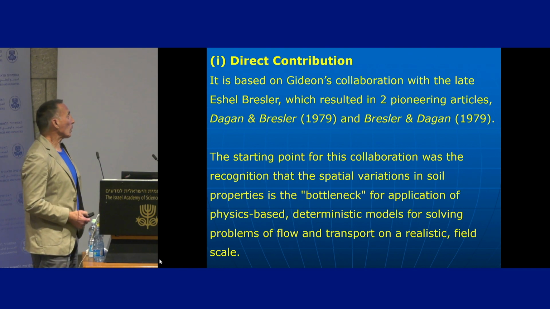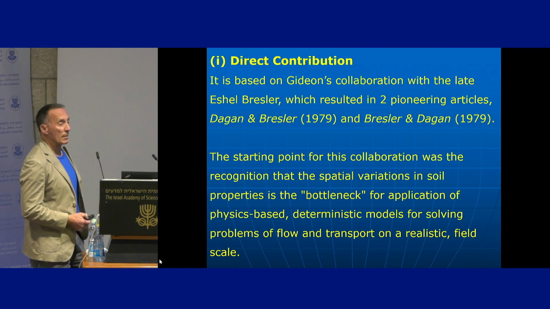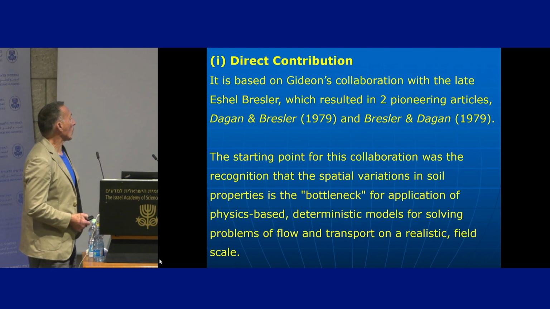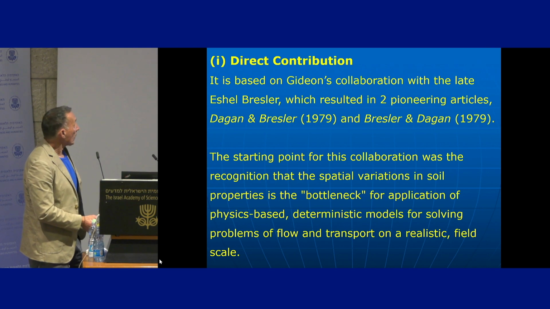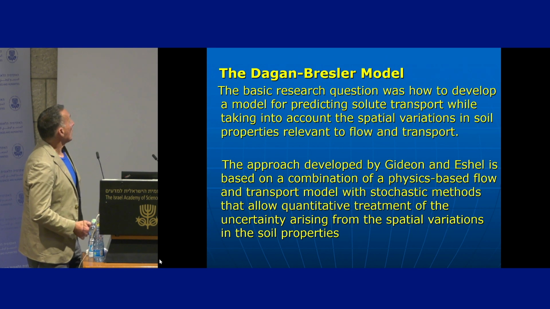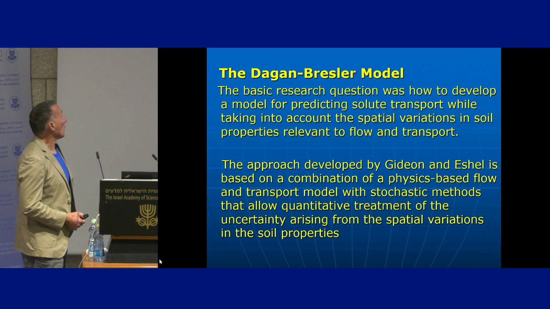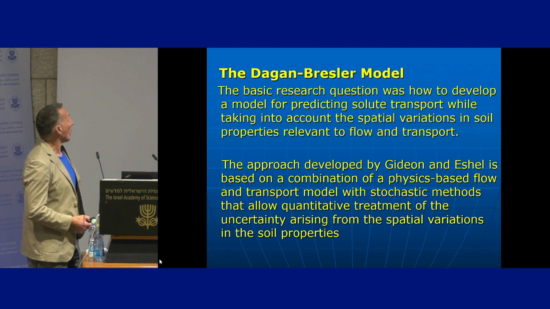The starting point for this collaboration was the recognition that the spatial variation in soil properties is the bottleneck for application of physics-based deterministic models for solving problems of flow and transport on a realistic field scale. The Dagan and Bressler model is the one that was developed.